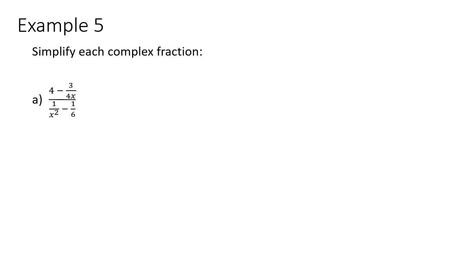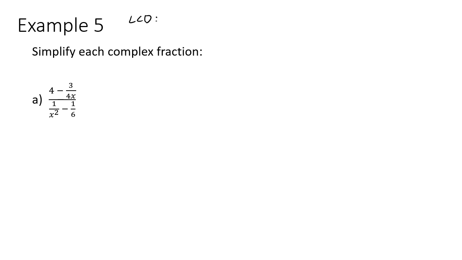So let's simplify some complex fractions, and we're actually going to start with the example that we had on the previous slide. This 4 minus 3 over 4x divided by 1 over x squared minus 1 over 6. And I'm actually going to work this one with both methods, but only this one. After this problem, I'm just going to go with the least common denominator method. So I'm going to start with the LCD method.